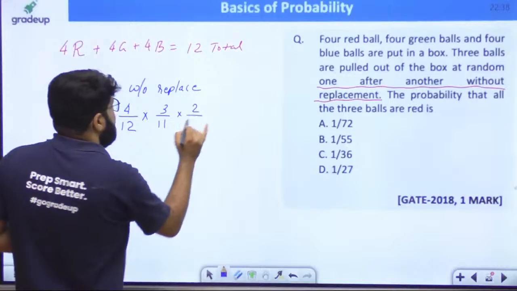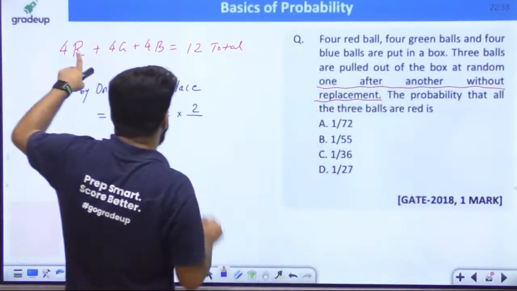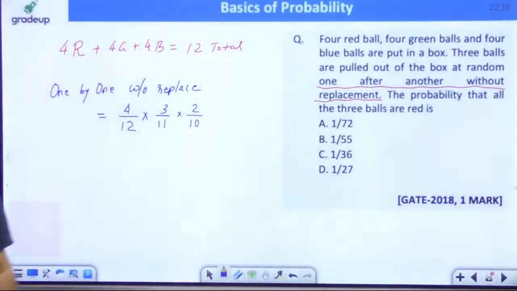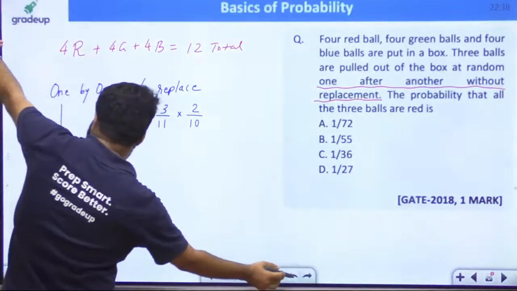And the second red ball is also in my pocket. So how many red balls are left? Only 2. And how many total are left? It is 10.